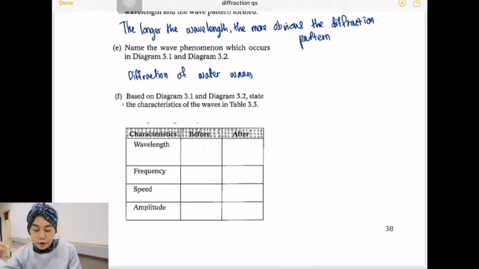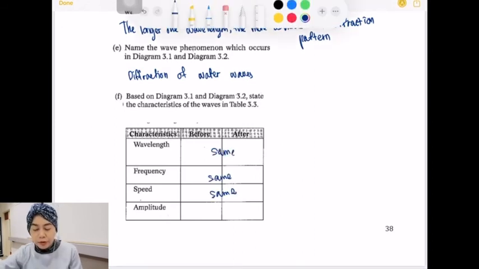And then the last one, what is the characteristic of the wave before and after? You know that wavelength, frequency, and speed don't change. So all of these are the same. Well, the amplitude represents the energy of the wave. So you must remember that after diffraction happened, the energy is lower. So amplitude will also be lower. Before it was high and after it was low.